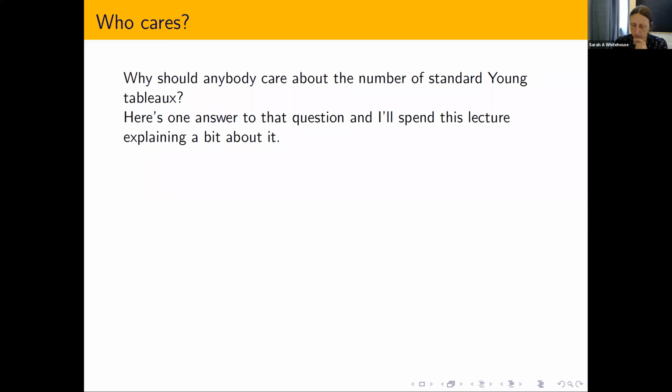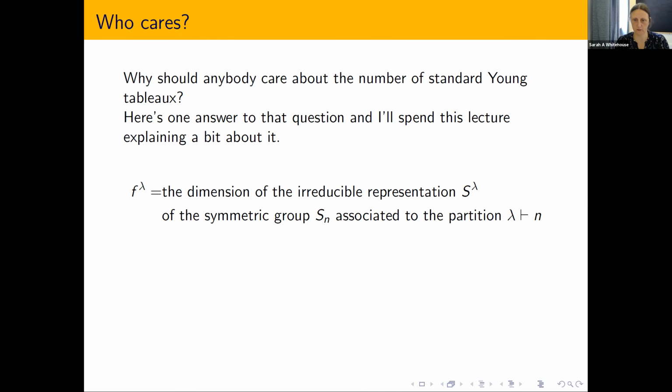I think there are different answers to this question, but there's one main one, or at least one which I actually understand, and which is the reason that I might care about this. I'll present in this lecture one answer, and hopefully enough background and details to explain what the answer means, given that when I first put up the answer, you probably won't understand a lot of the words in it. So here's an answer, but I'm not expecting you to understand it. I'm hoping to give you some insight into what it means by the end of this lecture. The statement is that this f lambda is equal to the dimension of some irreducible representation, called S lambda, of the symmetric group Sn, and this is the particular one associated to a partition lambda of n.